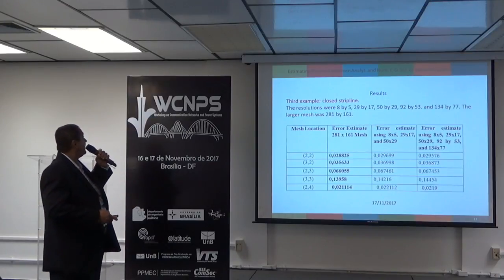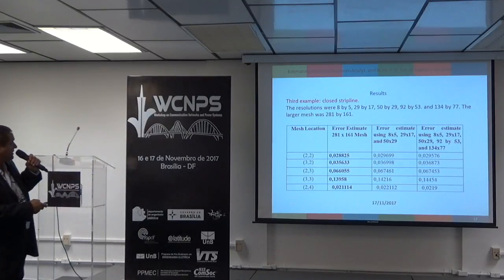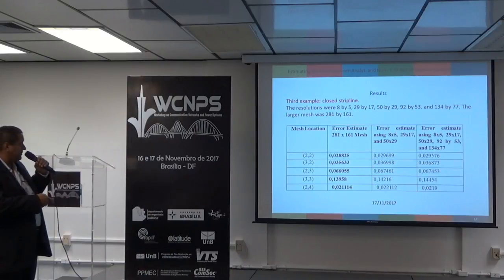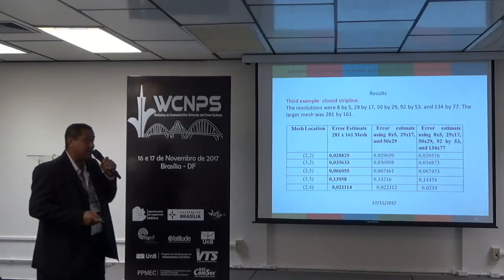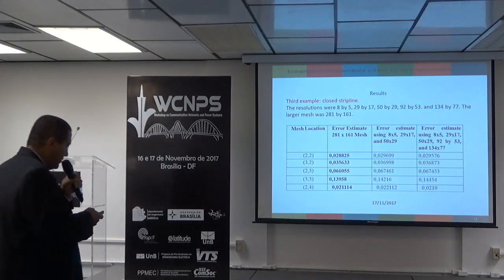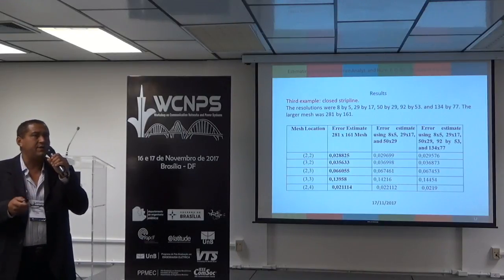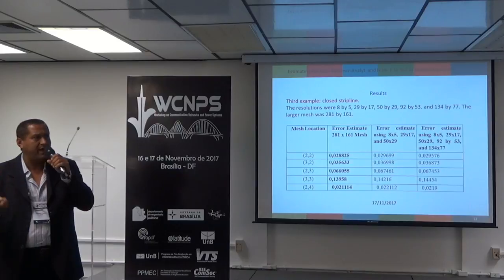In the third example, we have a problem where we studied a closed strip line with many different meshes. But also the results are very concordant. Comparing the fine mesh and the quantity of simulations, we have results here very similar to this one here. So it indicates that the process is good. The method can help us to verify if our calculation is good enough or if we need to do something more to reach another better result.